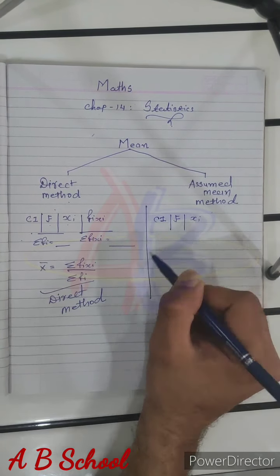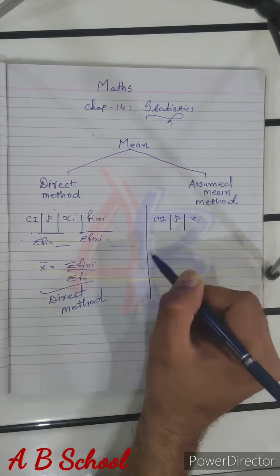The third method to find the mean is step deviation method. This is also one of the simple methods. We'll now see the step deviation method. Here we have taken a question. This is the same question which we have solved with the help of direct method and assumed mean method. So we'll solve it again with the help of step deviation method.